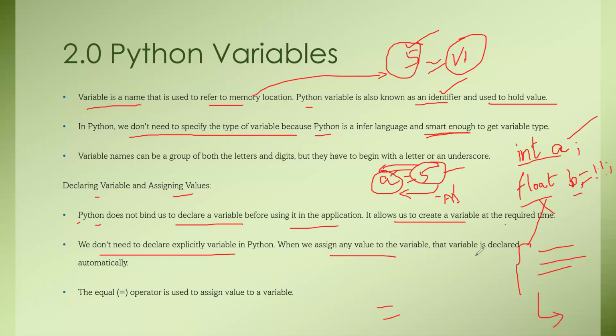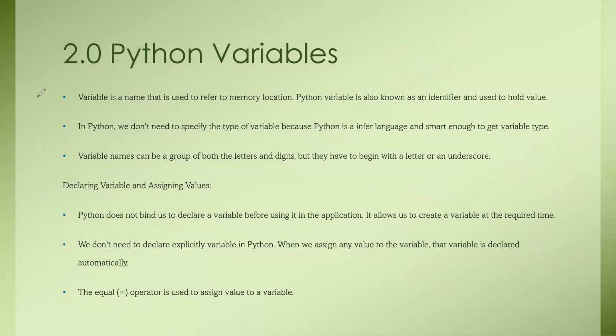We can assign any value to a variable, and the type is assigned automatically. Using the equal to symbol, we can assign a value like a equal to 5. This is an assignment operator. It is assigning the value to a variable. Easy? So this is about variable declaration in Python.